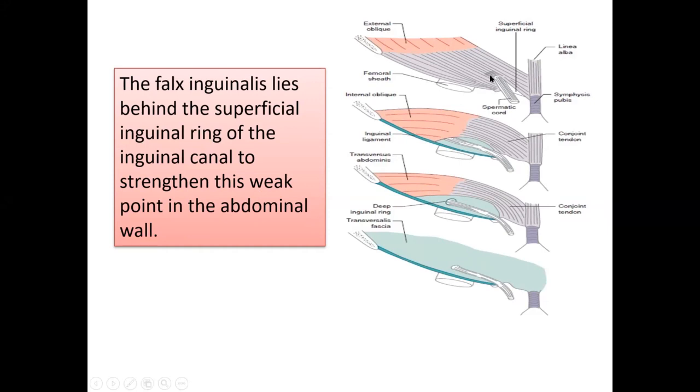Okay, so the superficial inguinal ring is like the opening or defect in the external oblique muscle. And the deep ring is the defect in the fascia transversalis here, which, as I told you, is strengthened by these fibers. So this is the falx inguinalis. It has 3 relationships to the inguinal canal, as we will see later on.